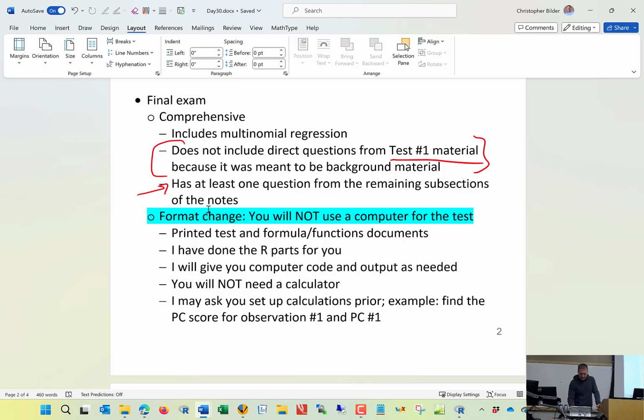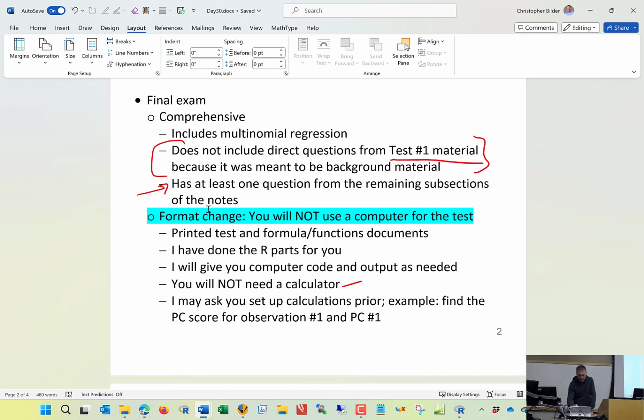So there's no computer use by you during the test. You will not need a calculator either. The way that I'm able to do that is as follows. Let's say I ask you to compute the principal component score for observation number 1, for the first principal component. For test 2, I would actually expect you to do that via R and show me your work. Instead, what I will say, compute it, but only just set up the equation.